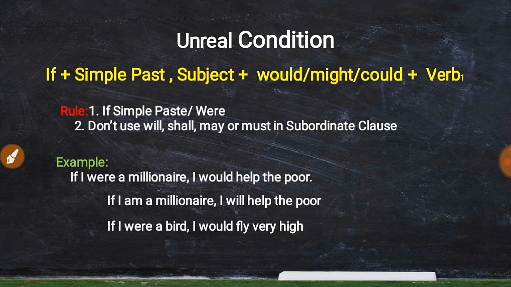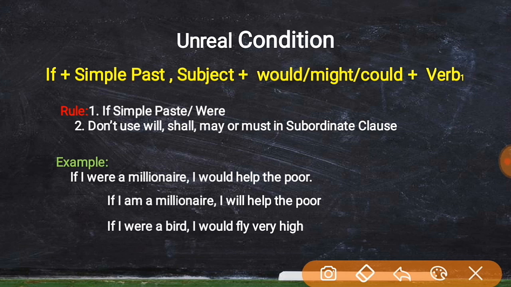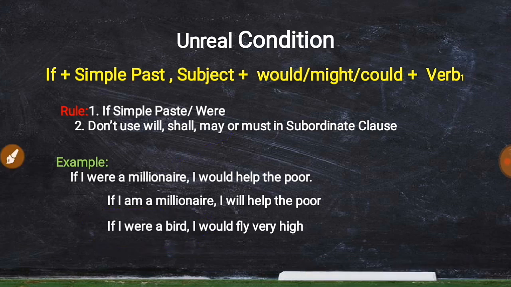Next another example. If I were a bird, I would fly very high. Here I am giving these three examples because if I were a bird, here it is not possible to say "if I am a bird", because any man can be a millionaire. It is not a very tough matter, but a man being a bird is not possible. So that is the unreal condition. This is the difference between unreal condition and realistic condition. So let's see some examples.